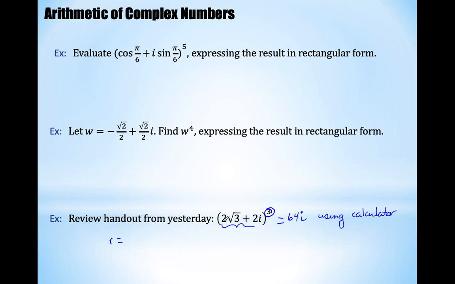So what is this going to be? 2 squared is 4, root 3 squared is 3, so 4 times 3 is 12, plus 2 squared, which is 4, which is 16, so my radius is 4. I'm in the first quadrant, so I am doing inverse tangent of 2 over 2 root 3, so that's 1 over root 3, so theta is pi over 6. So turning this into polars, I have 4 cis pi over 6.